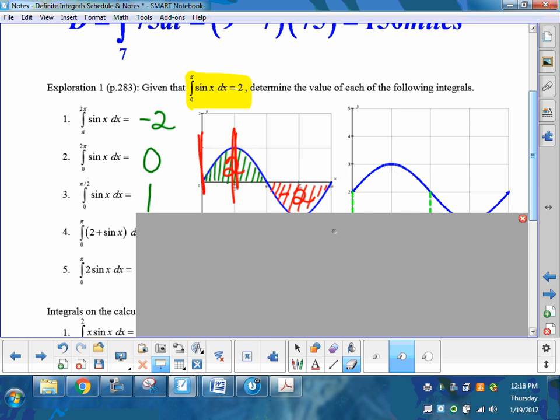Next one up, this is the one that's the most interesting to see if you get. Looking at this next bit, we have to evaluate 2 plus the sine of x. What's that causing to happen to your sine graph?